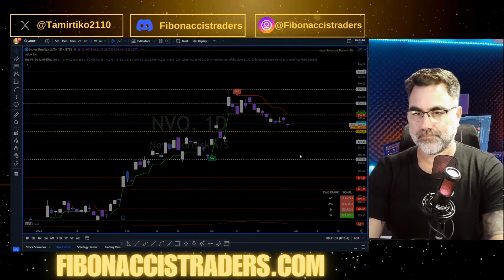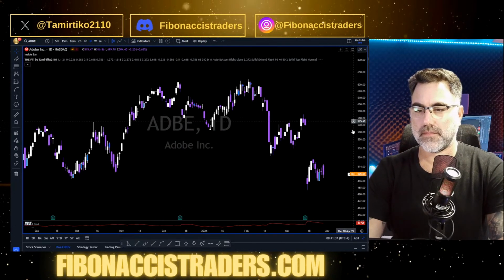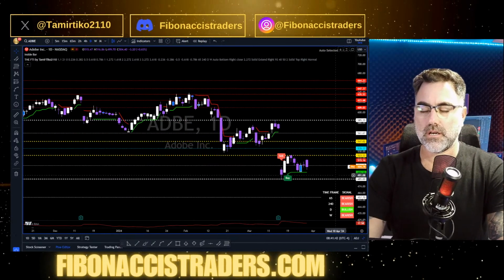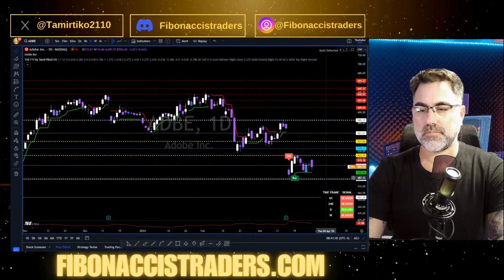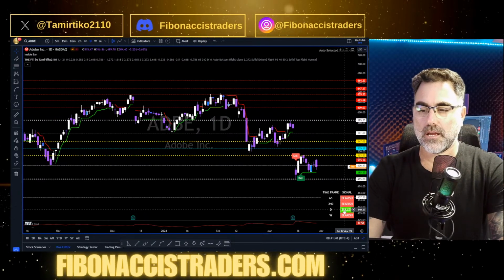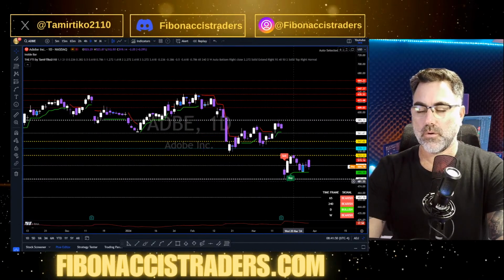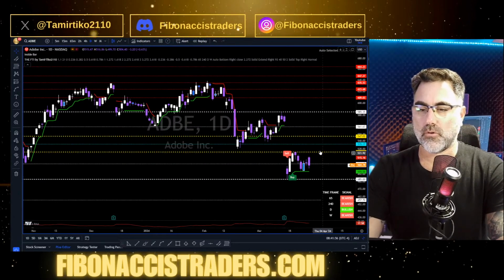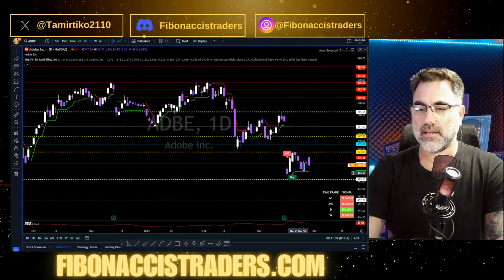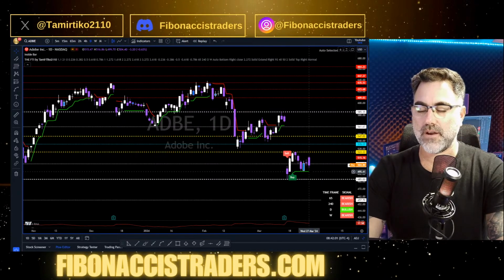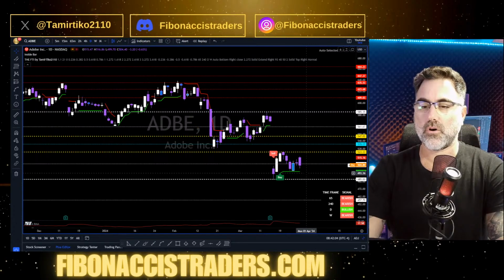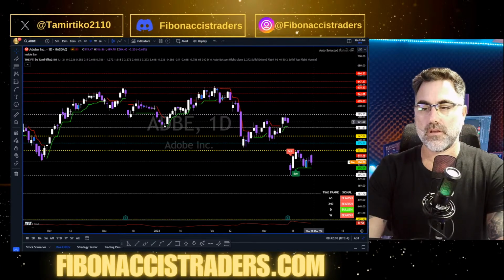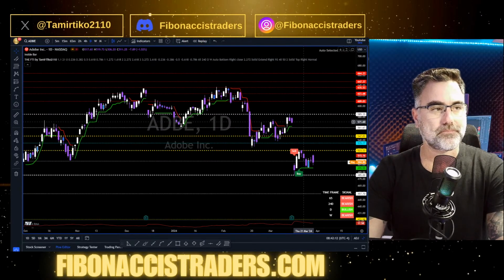Adobe, what do we see? Nothing much. Since the earnings gap down, sideways move, bearish on all time frames except the daily. We are buy signal and bullish on the daily, not because we need to go long. It just means that the FTI helps us to identify support and resistance, and in this case it identifies that this area, the 424 area, is a very strong support. So if you are short on Adobe, it means that you need to manage your short a little bit closer.